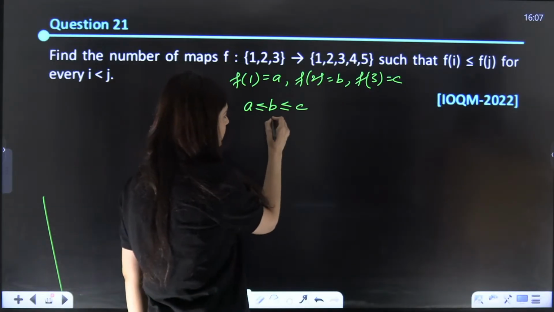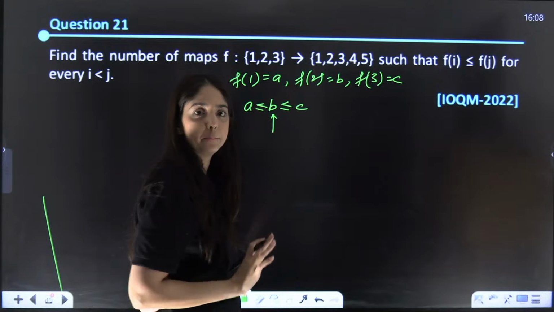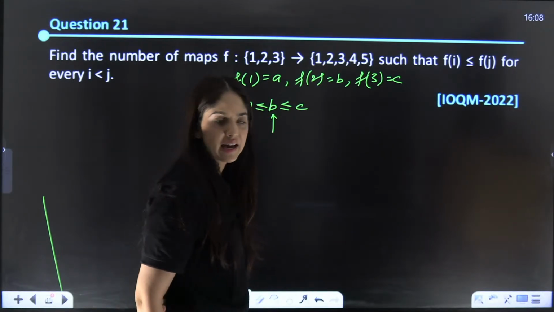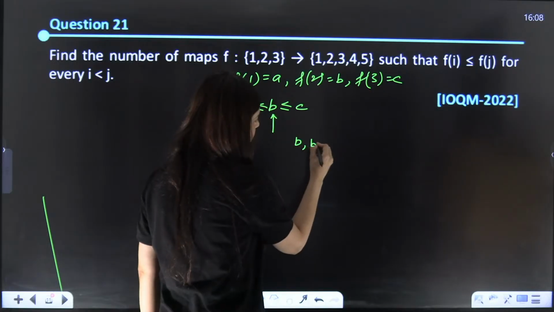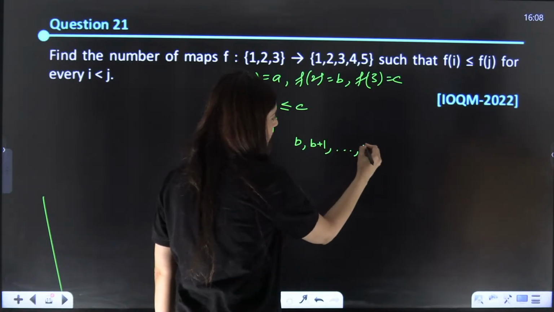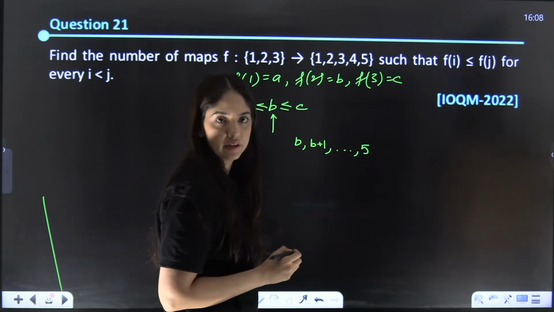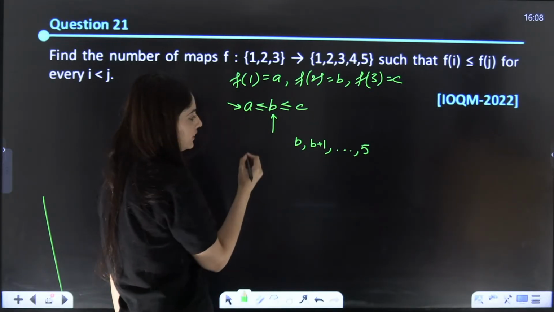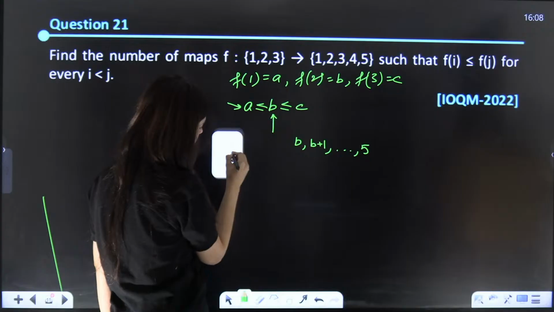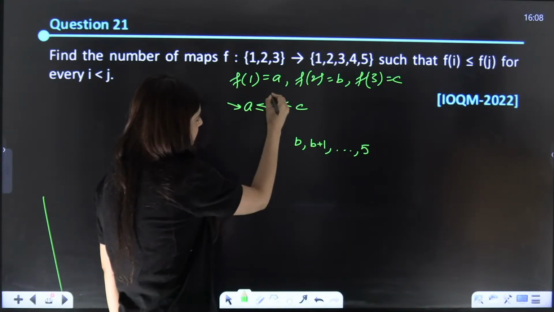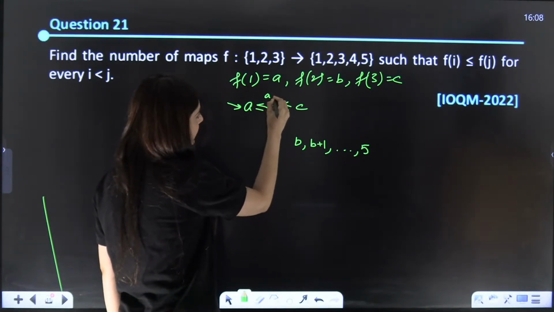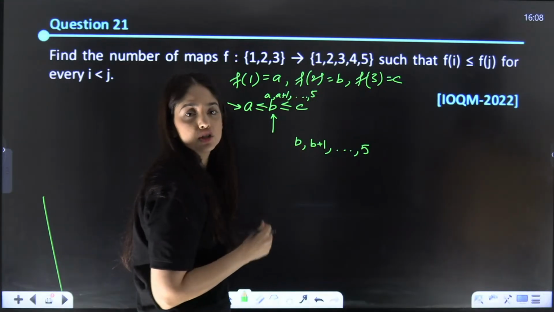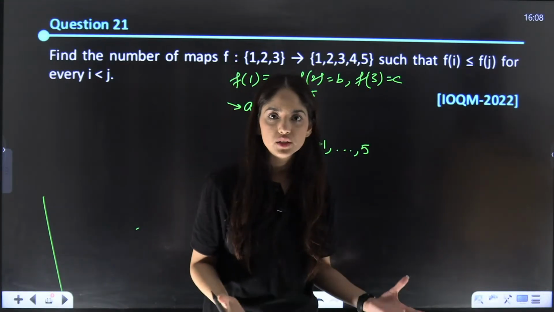Now, the values A, B and C can take are from 1 to 5, which means if I have fixed B, if I know what B is, then what are the options for C? C can be B, B plus 1 and so on up to 5, right? And if I have fixed A, then B can be A, A plus 1, up to 5. So we have to just count the number of possibilities for each of them.